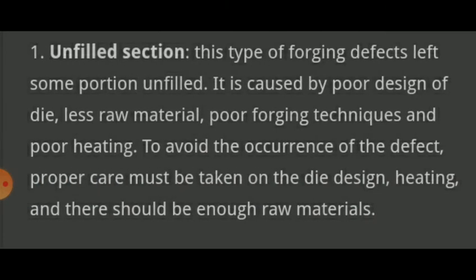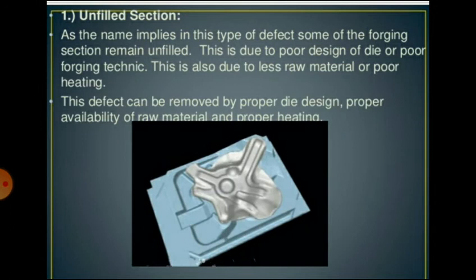The first forging defect that we will discuss is the unfilled section, also called incomplete filling of the dies. This type of forging defect leaves some portion unfilled. It is caused by poor design of the die, too little raw material, poor forging techniques, and poor heating. To avoid the defect, proper care must be taken with the die design and heating, and there should be enough raw material. You can see in the diagram there is an unfilled section.